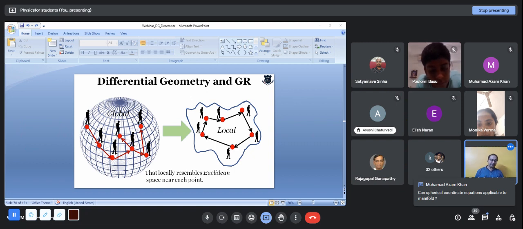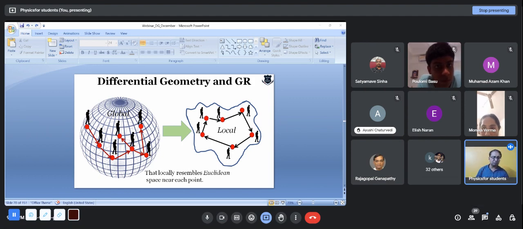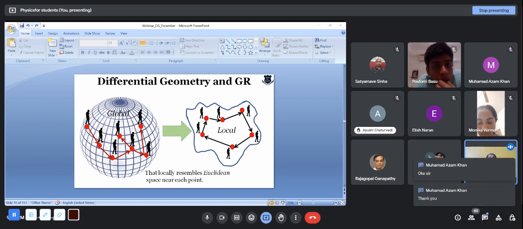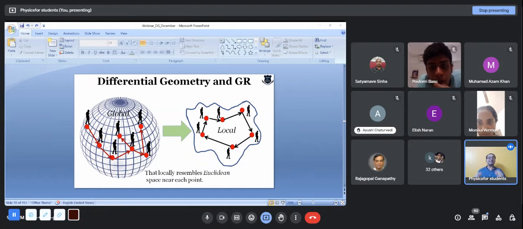Karan just asked me, can spherical coordinate equations be applicable to a manifold? Absolutely. A sphere is a manifold, Muhammad. In differential geometry we deal with spheres, right? Now you might ask why we are doing it locally and why not globally. Karan also asked what is the difference between geometry and topology. The answer is that global mathematics is very difficult, local mathematics is easy.